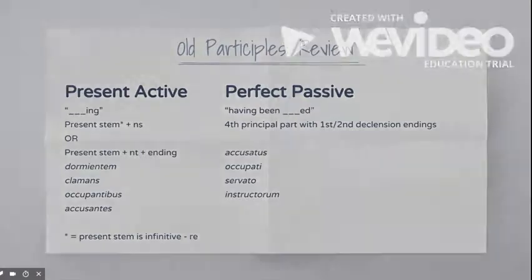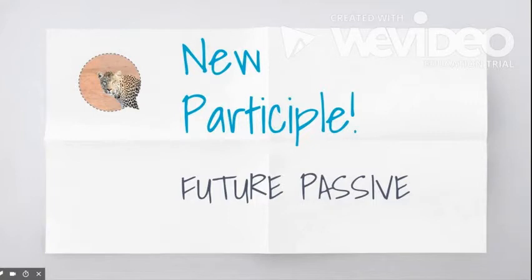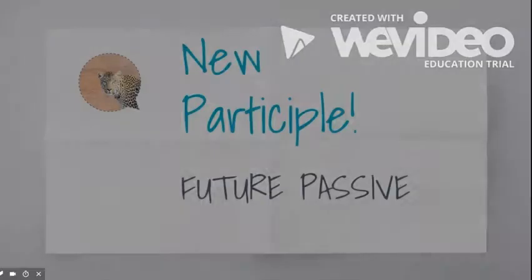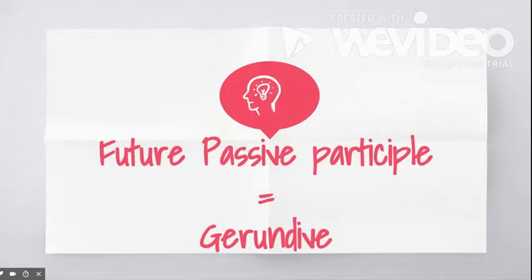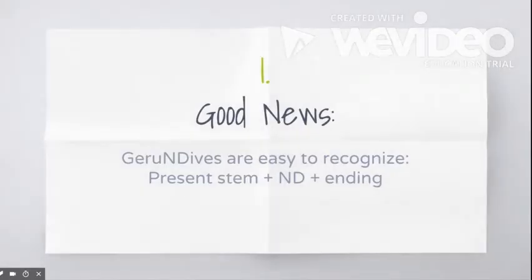Which leads us then to a new participle. It's called the future passive participle. However, we're going to be talking about the future passive participle by a different name. It is most well known in Latin as something called a gerundive. A gerundive is still a participle, which means it's an adjective. Gerundive, adjective. That's going to come in handy later in Latin.